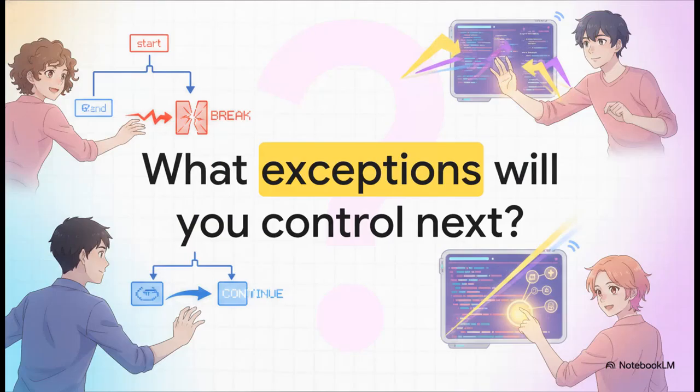And that brings us to the end of our journey today. But I want to leave you with this final thought to chew on. What exceptions will you control in your next project? Seriously, look closely at the loops in your own codebase. Could an early exit or a quick skip make your program significantly faster and more resilient? I highly encourage you to experiment with these tools and take total control over how your data flows.